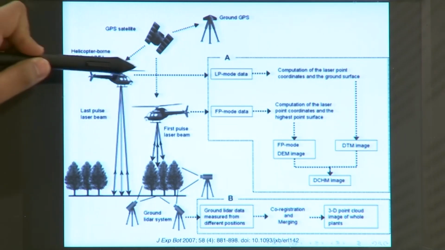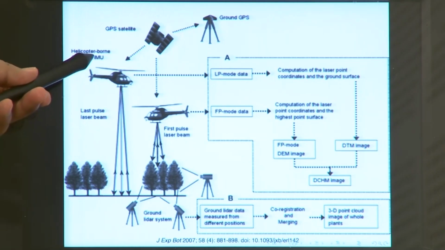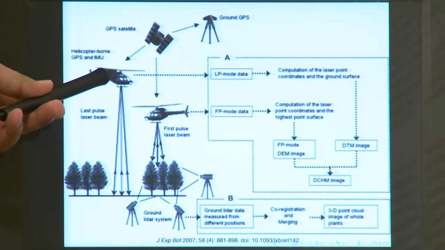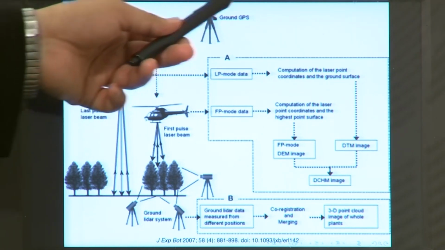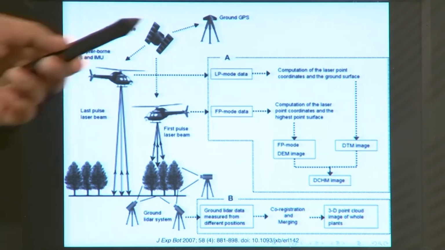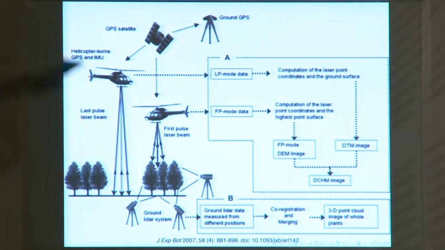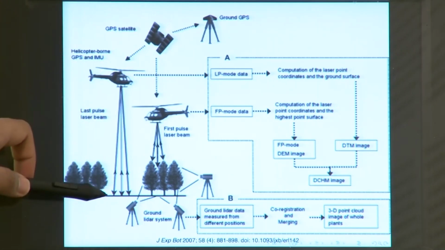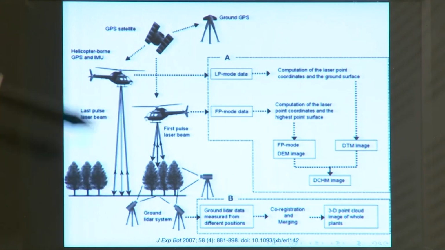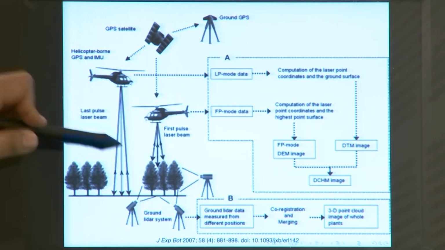Now, here you are using a helicopter as the aircraft. So, you have a helicopter borne GPS and IMU. It is taking data from the GPS satellite and it is comparing it with the ground GPS to know its differential position with respect to the ground GPS. So, you exactly know the location of the aircraft. Now, in the last pulse laser beam method, you are measuring this surface, the ground surface. In the first pulse laser beam, you are measuring the top surface.